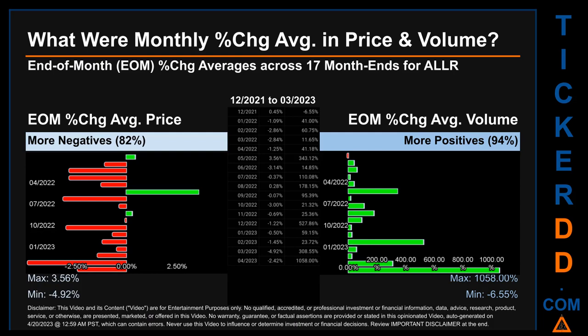Price saw an end-of-month max of 3.56% in average percentage change along with a minimum of minus 4.92%. For volume, the maximum and the minimum monthly percentage change were respectively 1058.00% and minus 6.55%.